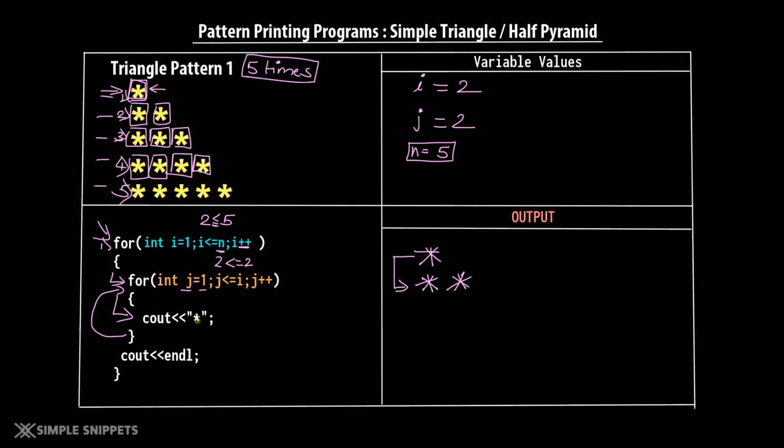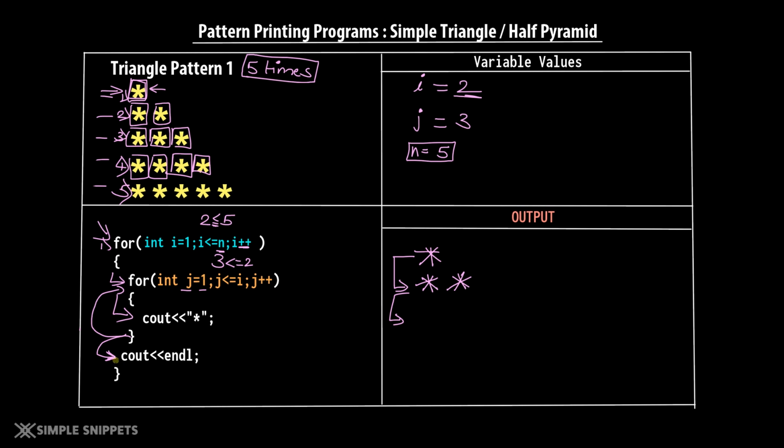Okay, so once you print that 1 more star, you'll come to the end of the for loop, again go to the start of the for loop and j++, j will become 3. Let's write 3 over here. And now again the condition is checked. Is 3 less than or equal to 2? Because i is always going to be 2. You can see i has not yet changed. So is 3 less than or equal to 2? No, 3 is greater than 2. So now the inner for loop will not be executed. You will come outside the inner for loop and go to the last instruction of the outer for loop, which is cout endl. So again you will come to a new line.